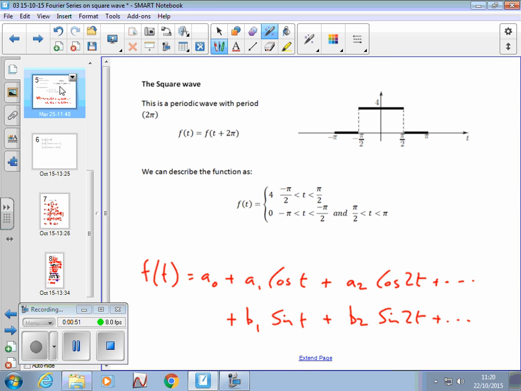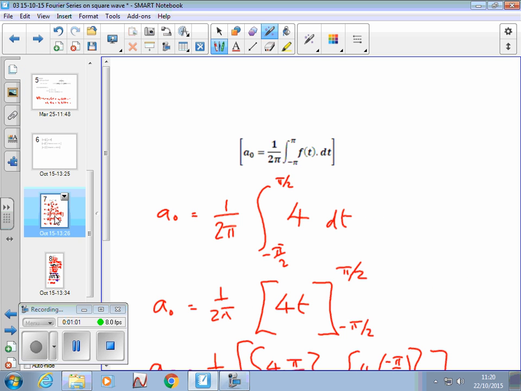It's 0 between minus pi and minus pi over 2, and between pi over 2 and pi, so we're actually only interested in this period here between minus pi over 2 and pi over 2. So we only actually need to integrate between pi over 2 and minus pi over 2 of the function between those 2 points, which is just 4. It's just a constant, 4 volts. So I integrate 4 between pi over 2 and minus pi over 2.